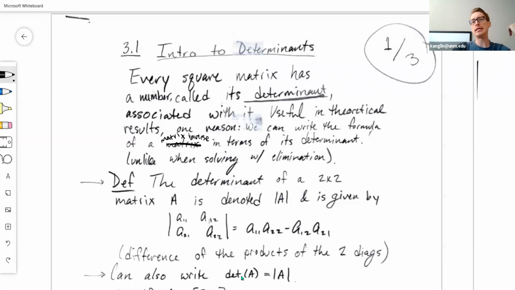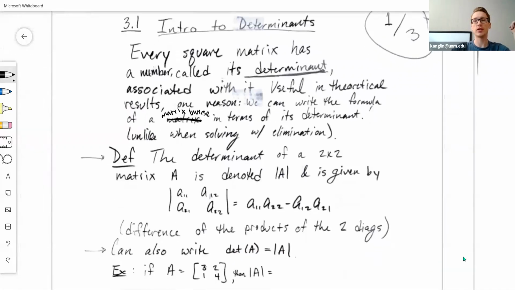In fact, det of A is the exact syntax you use to compute a determinant in MATLAB or Octave. If you want to do that, you just enter your matrix, A equals, and enter that matrix. Then once you've got the matrix stored, you can write det of A, and pressing enter after that will give you the determinant of your matrix.